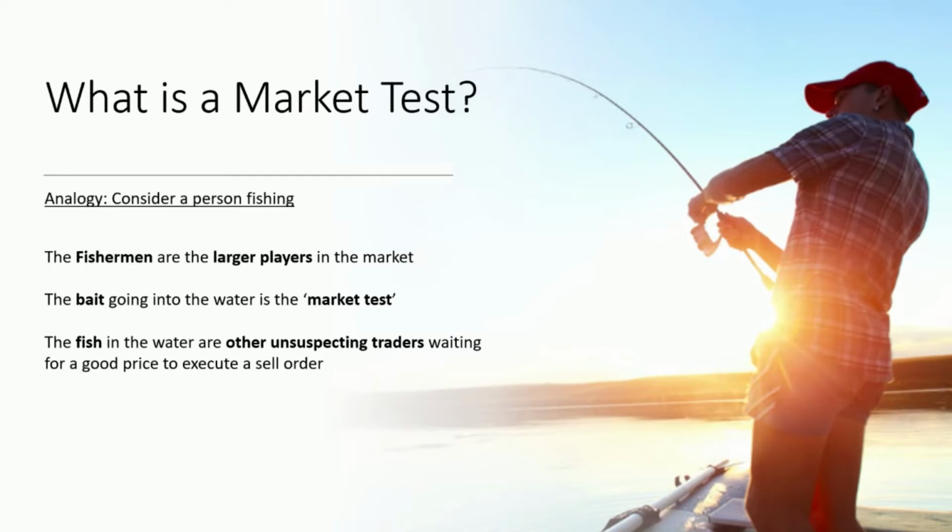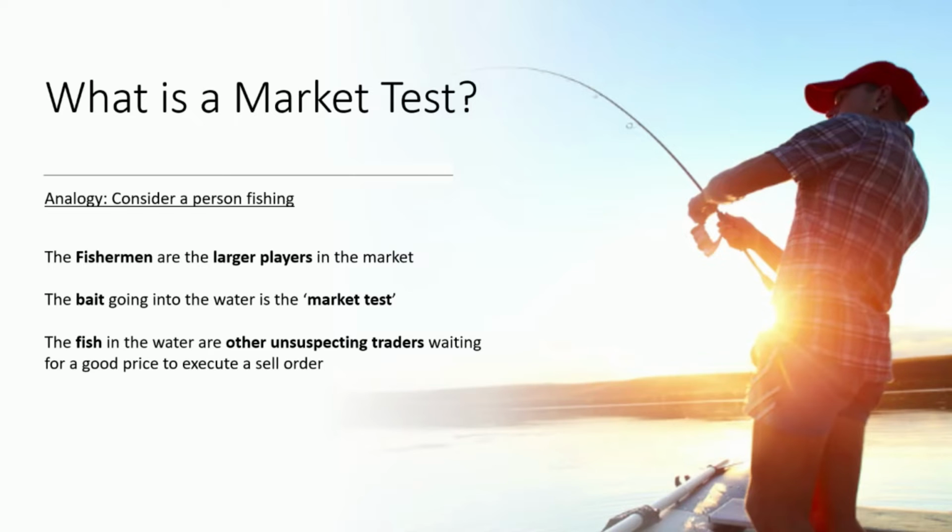So here's another analogy which I think better explains the market tests. I think these are a good way of explaining somewhat difficult concepts. So consider a fisherman that dips the bait into the water to lure out the fish. The fishermen are the larger players in the market. The bait going into the water is the market test. The fish in the water are other unsuspecting traders waiting to trade. The fisherman is luring out the fish using bait, which is the same idea as market testing.